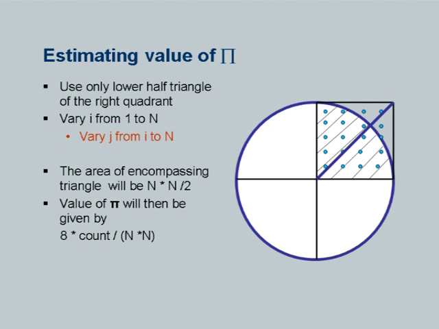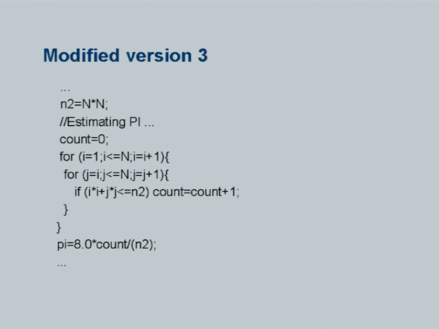If I do that, observe that i will take values 1, 2, 3, 4, 5, 6 up to n, but j will take values only i to n, and therefore I will be limited to considering points in this lower triangular portion. This should speed up my algorithm by a factor of 2, because the area of the encompassing triangle will now be n square by 2. Consequently, the value of pi that I will estimate will be given by 8 times the count divided by n square. This is a simple extension, and I can write a modified version 3.